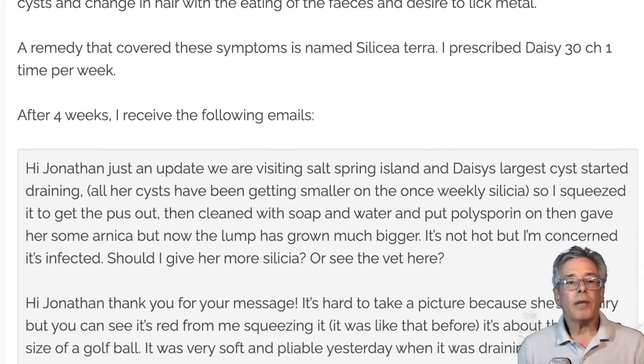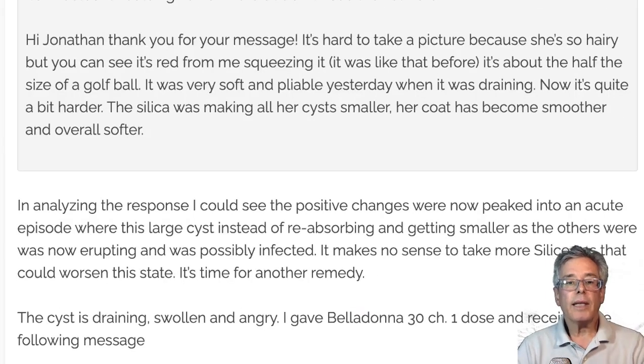But you can see it's red from me squeezing it. It was like that before. It's about half the size of a golf ball. It was very soft and pliable yesterday when it was draining. Now it's quite a bit harder. The silica was making all her cysts smaller. Her coat has become smoother and overall softer.